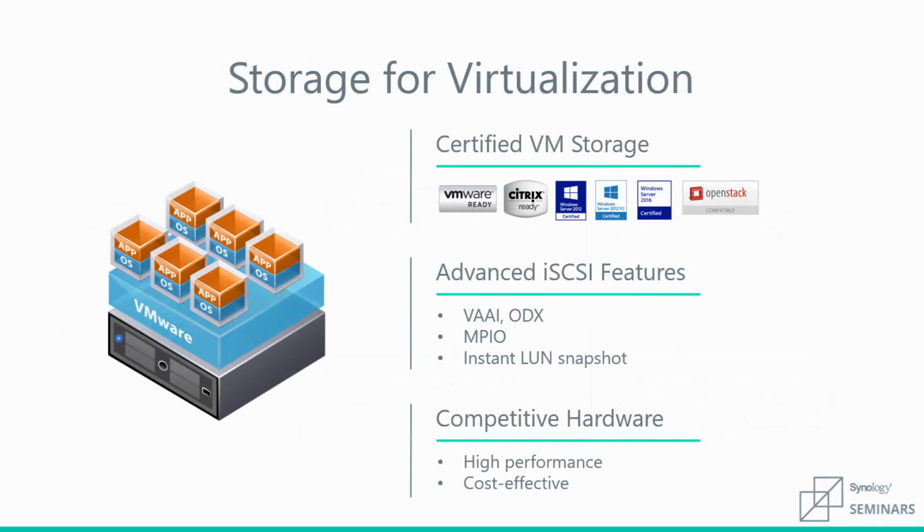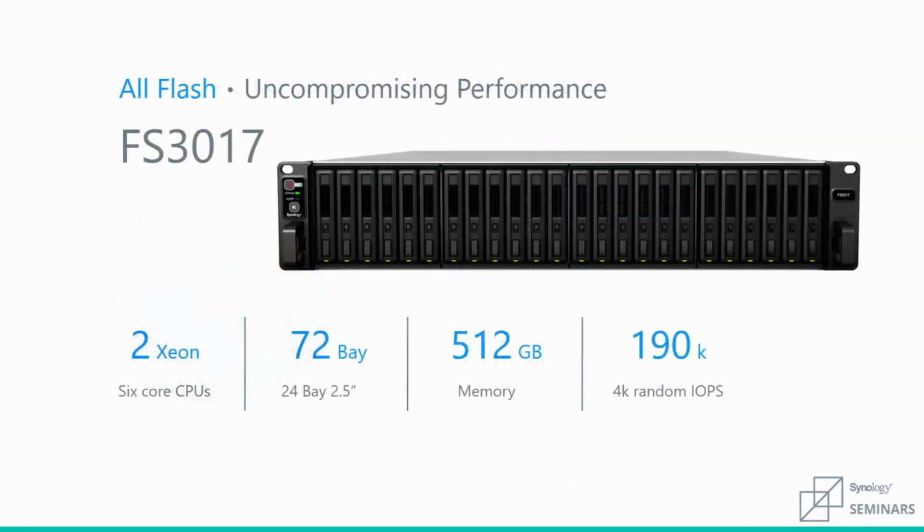In addition to being certified storage and offering advanced features for virtualization, Synology also offers high-performance yet cost-effective hardware. Our all-flash array, the FS3017, offers uncompromised performance at an incredible price. It features 2 6-core Xeon processors, expands up to 72 drive bays, and 512 gigabytes of RAM, offering up to 190,000 4K random IOPS for incredible performance in virtual environments.